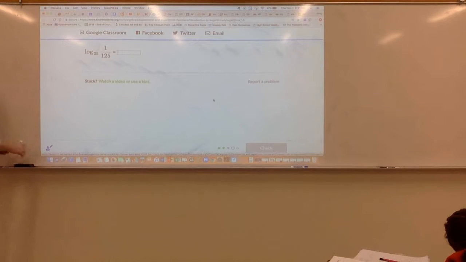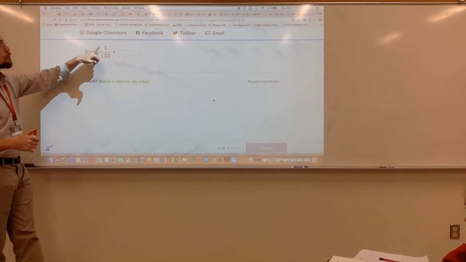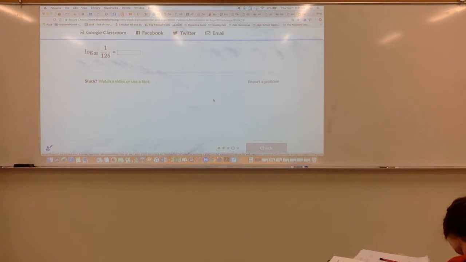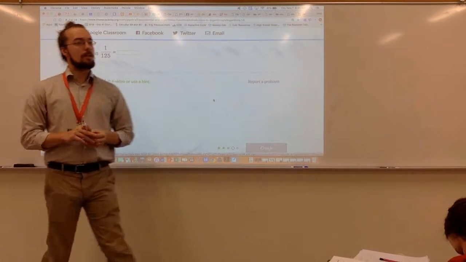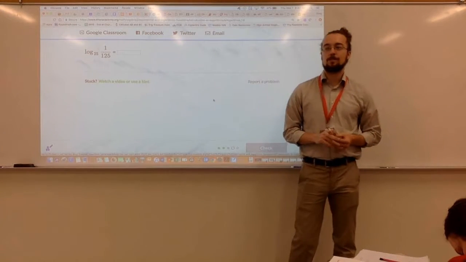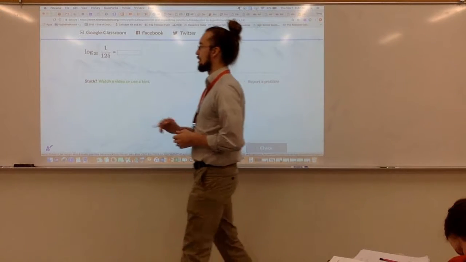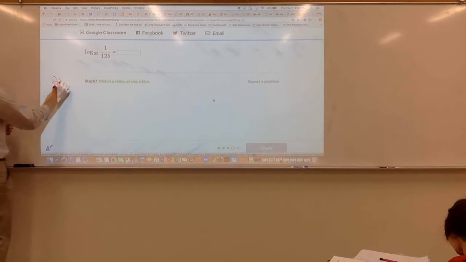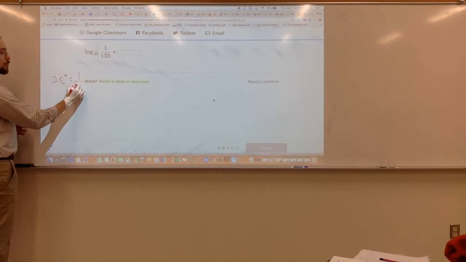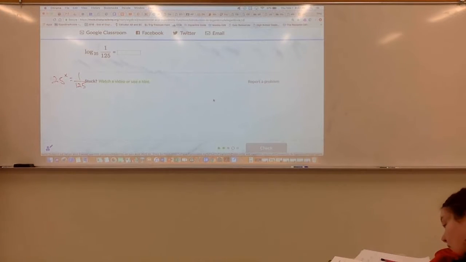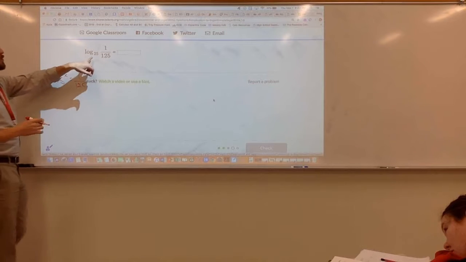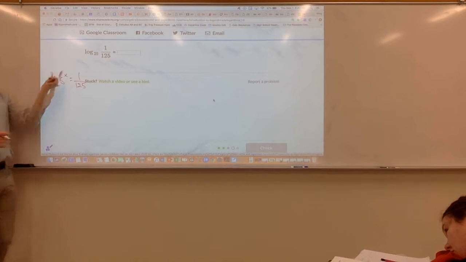All right. So something like this: log base 25 of 1 over 125 equals what? 1/3. So yeah, let's take a look at this. We're trying to figure out 25 to what power equals 1 over 125. So the goal here is to break this down into something that can be raised.